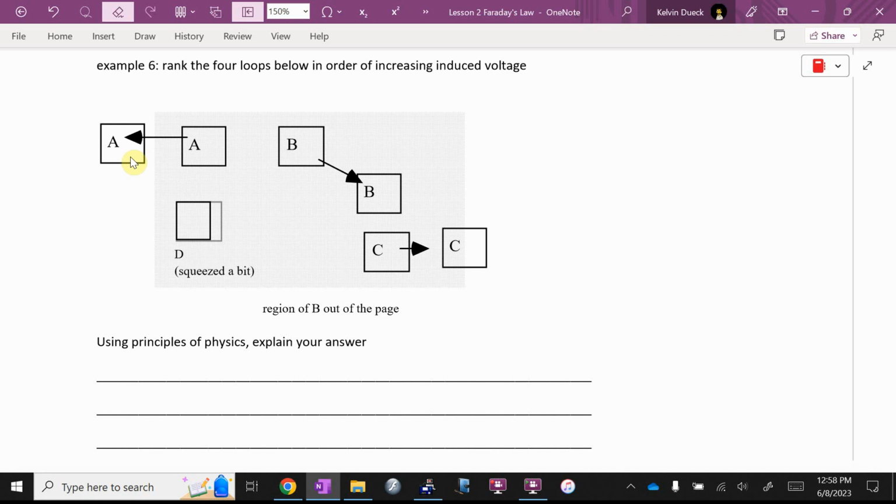Look. Same area, same number of magnetic field lines, same area, same number of magnetic field lines. Was there a change in flux at all? No current. So B has zero. Which one has the next smallest change in flux? D. That would give you the next biggest voltage.